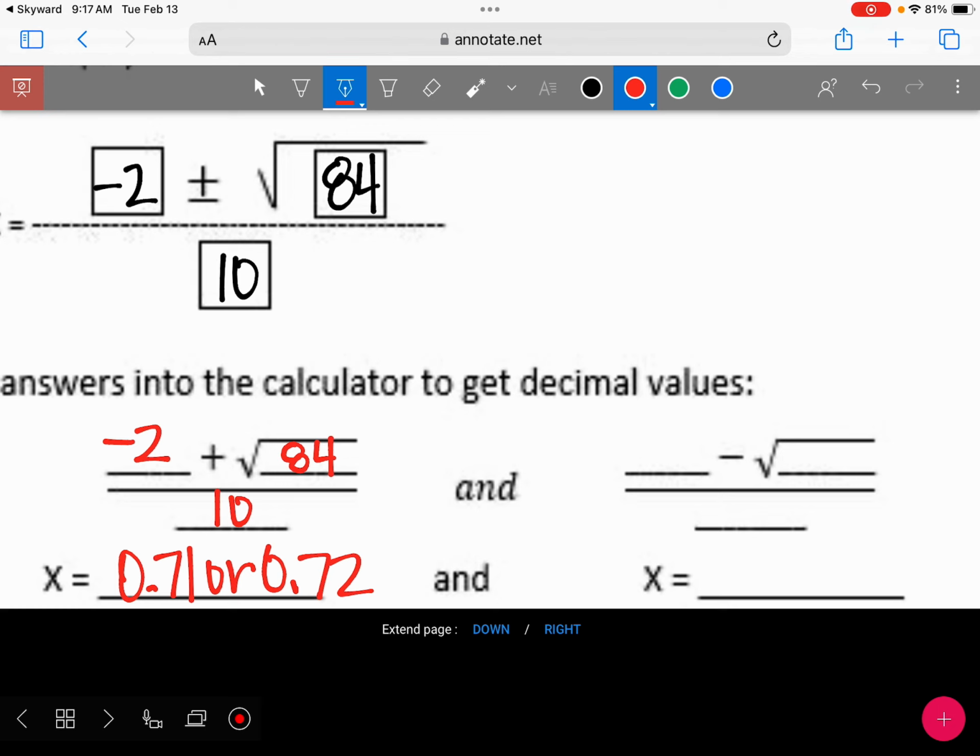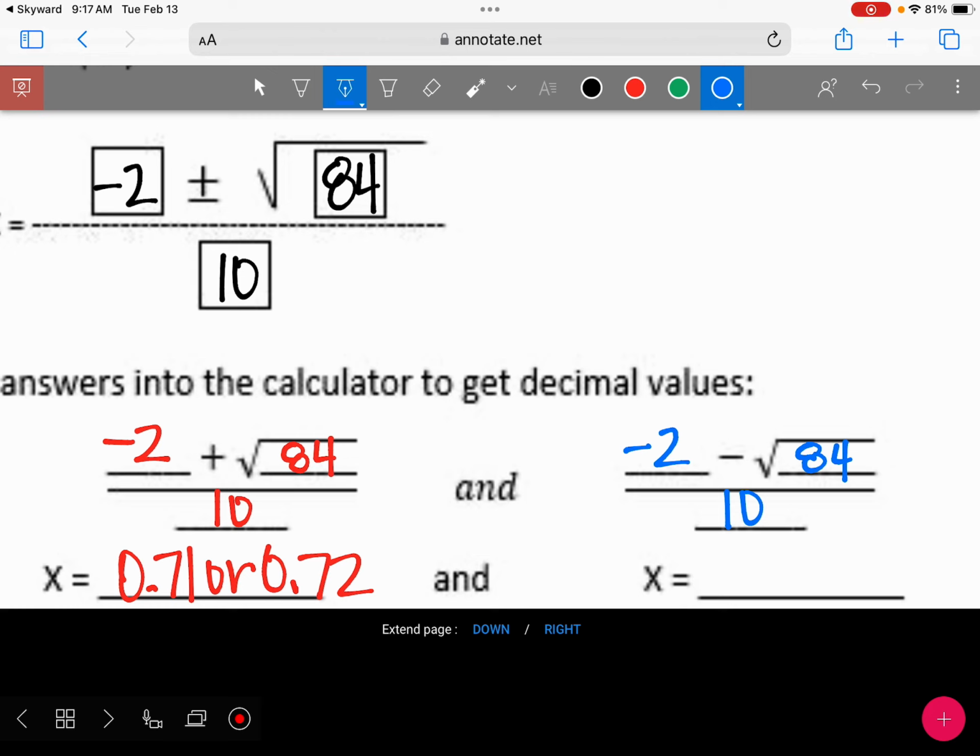All right, so now let's do it again. You didn't type it in right. All right, type it in. So for the second one, it's subtraction. So we have -2 minus the square root of 84 divided by 10. Go ahead and type that in your calculator.